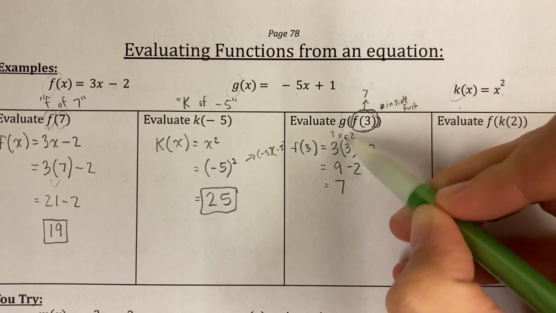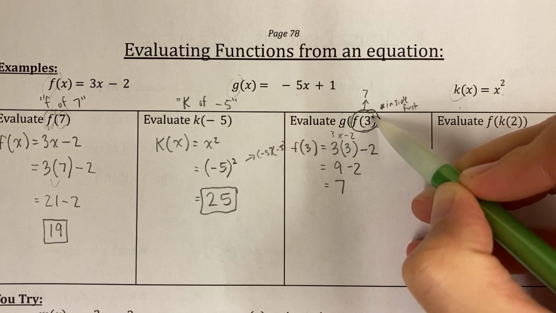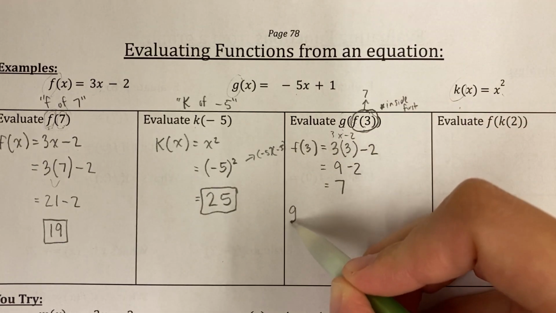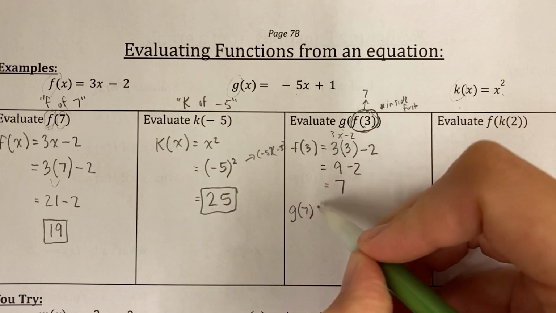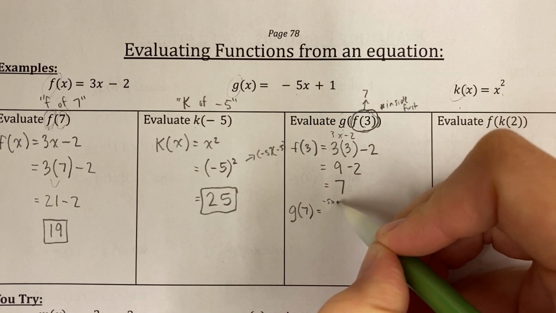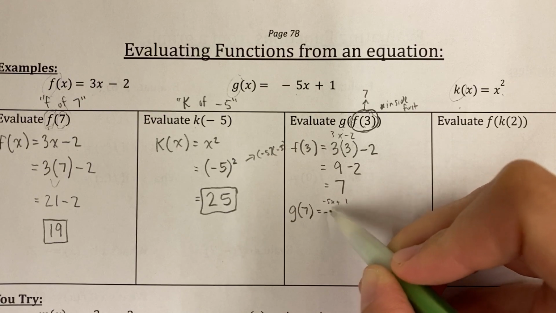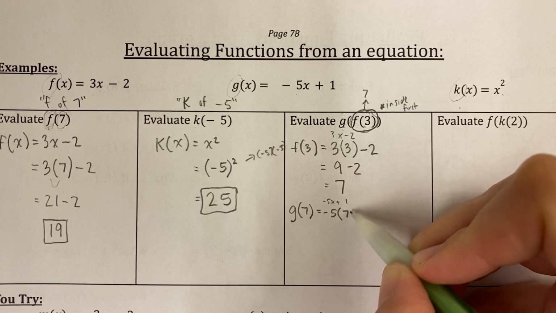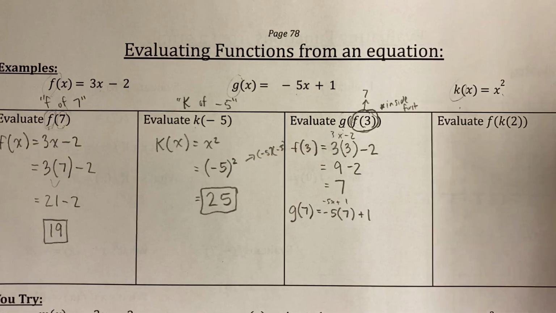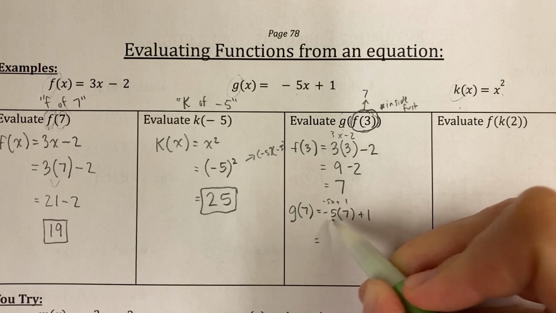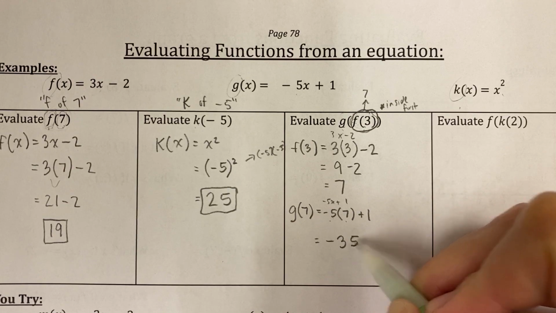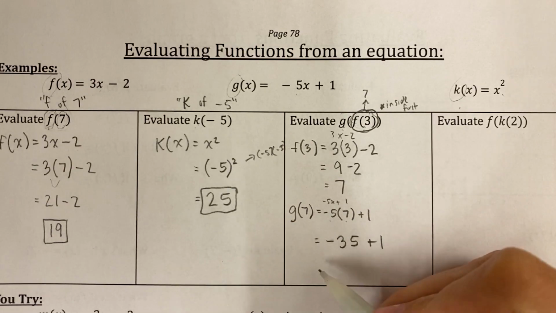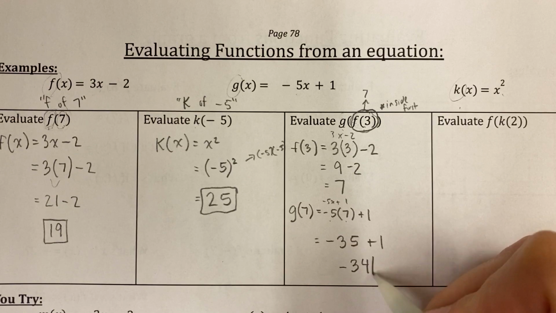I just figured out what this equals, right? I figured out this equals 7, so now this says G of 7. So now I'm going to take my G machine. Now my G machine is here, right? It's -5x plus 1. So I'm going to plug in -5 times 7 plus 1. Okay, so what do I get? -5 times 7. Negative times positive is negative. 5 times 7 is 35. Plus 1. I have 35 negatives. 1 positive cancels one of them out. I have 34 negatives left.